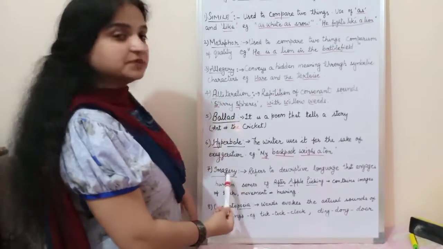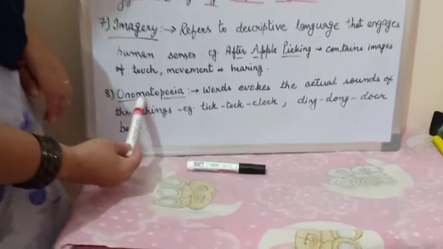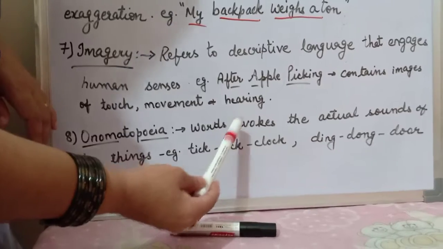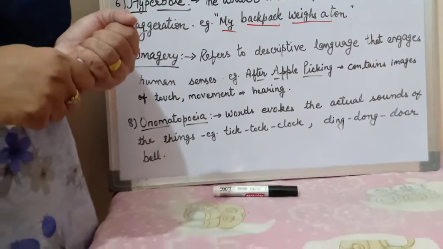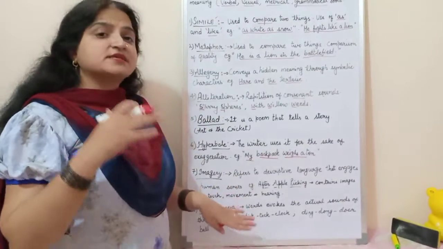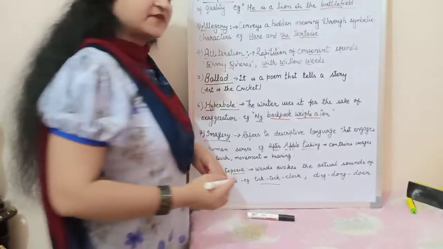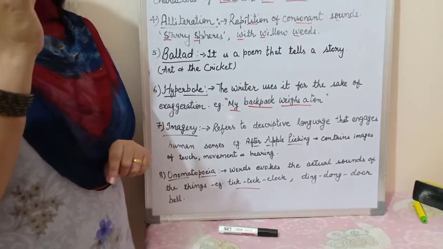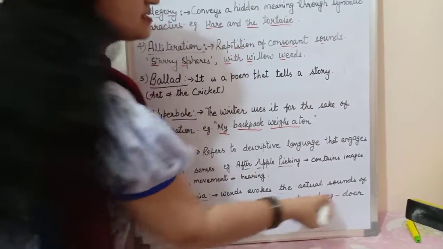That is imagery. Then comes onomatopoeia. Now, this thing is used, the words evoke the actual sounds of things. Words used for the actual sounds of things, like tick tock. If I say tick tock, immediately you will come to know that I am referring to the sound of a clock. Then ding dong means doorbell.